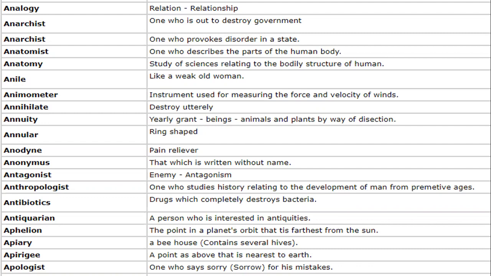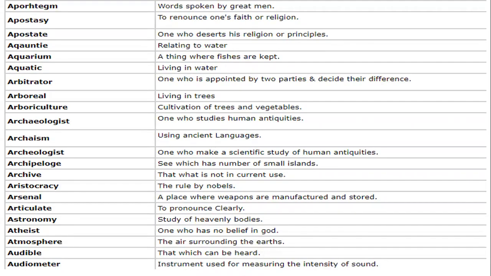Then anodyne, pain reliever. Anonymous, that which is written without name. Antagonist, enemy. Anthropologist, one who studies the development of man from primitive ages. Antibiotics, drugs which destroy bacteria. Then antiquarian, the person who is interested in antiquities. Then aphelion, the point in a planet's orbit that is farthest from the sun. Then apiary, a bee house, containing several hives. Then perigee, a point in an orbit that is nearest to earth. Apologist, one who says sorry for his mistakes. Then apostasy, that is to renounce one's faith or religion. Apostate, one who deserts his religion or principles.